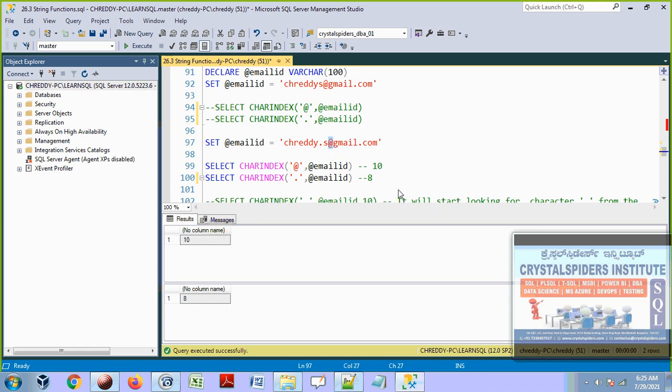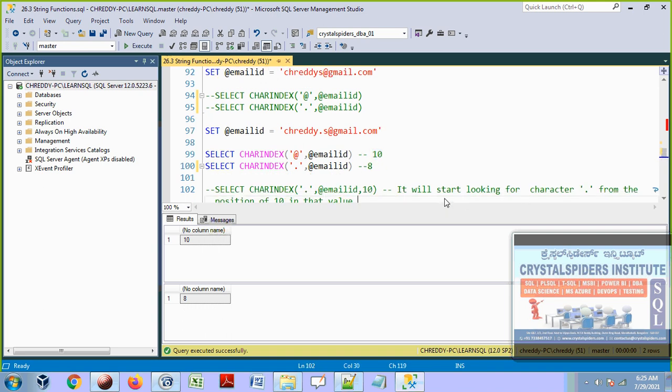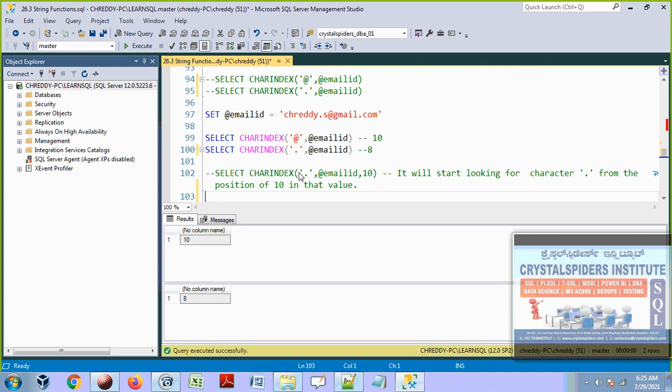Here the requirement is I want to display the position of the dot symbol which will come after the @ symbol. How do we do this? The @ symbol is there in the 10th position, so I want the dot symbol which comes after the 10th position. For that we can write like this, right guys? So I am going to display the position of the dot symbol in the @email ID variable which comes after the 10th position.